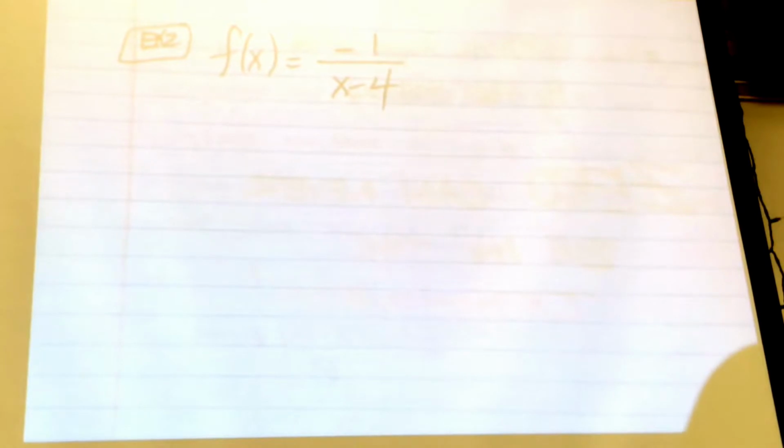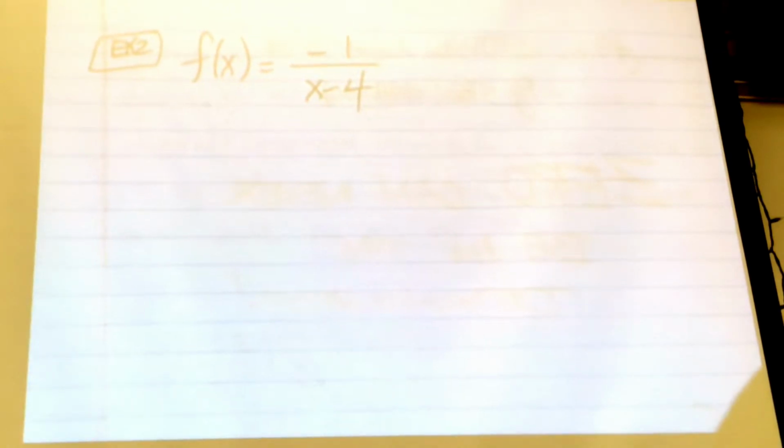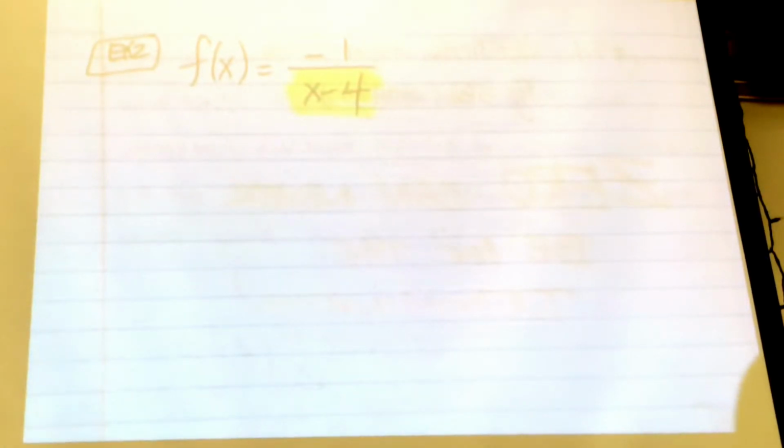Let's say f of x is equal to negative 1 over x minus 4. I'm going to go ahead and highlight where my vertical asymptote is going to be, which is going to be at what? What's going to make my denominator 0? How do I know what makes my denominator 0? Set it equal to 0.